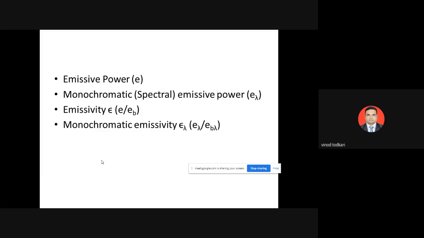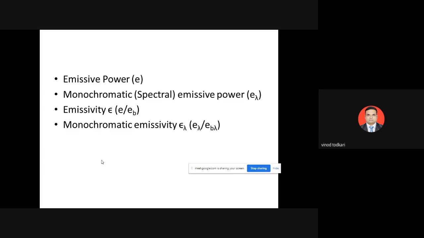Is it clear to all of you? Now next is monochromatic emissive power. In some of the reference books, the word monochromatic is also replaced by spectral emissive power. But in your syllabus, the word is only monochromatic. Right? Monochromatic emissive power. What is monochromatic emissive power?